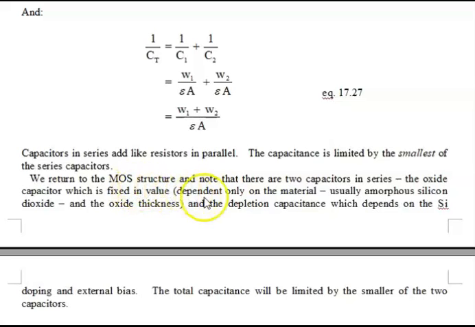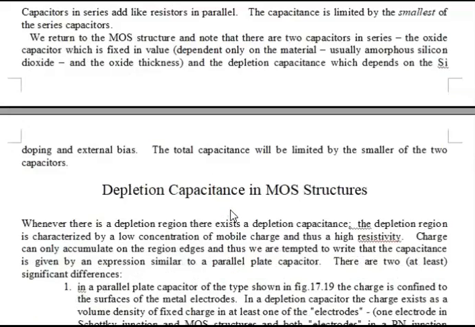And again, this is just a reiteration of everything we've been talking about here. The MOS structure, we've got two capacitors. The total capacitance is dominated by the smaller. So we ask the question, which one would we like to be smaller? Well, I think it's pretty clear. We would like the depletion capacitance to be the smaller. We want the oxide capacitance to be as large as possible, which means that we want the oxide thickness, which we're going to call T-ox, T for thickness, ox for oxide, to be as small as possible.